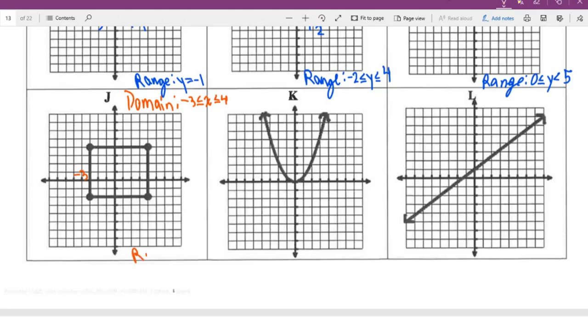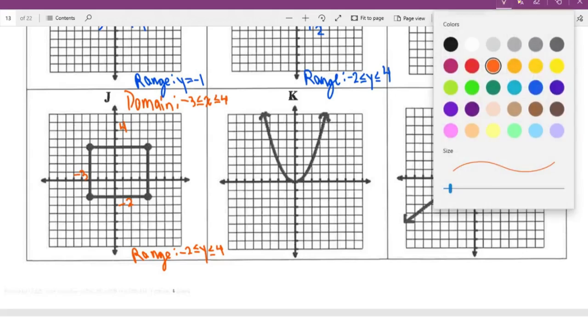For our range, start from the bottom and work our way up. 0, -1, -2. 0, 1, 2, 3, 4. So from -2 to 4, we have -2 is less than or equal to y is less than or equal to 4. There are no open circles here, so they are included.